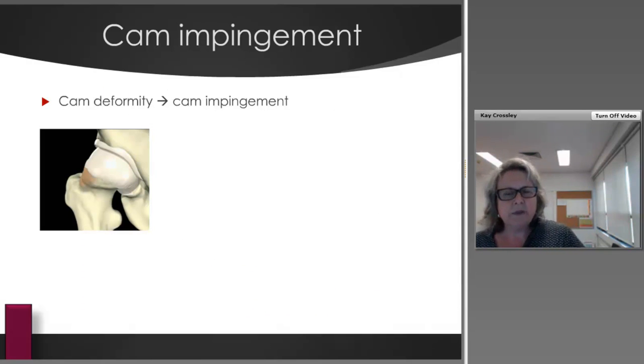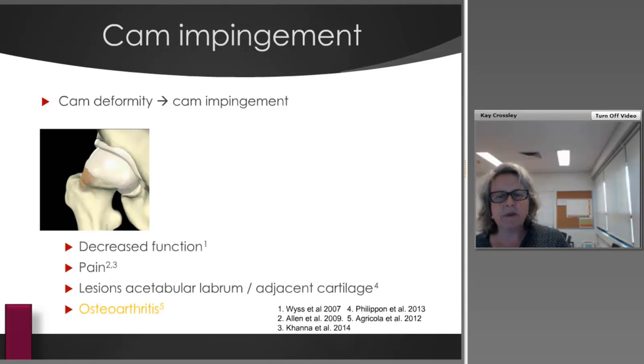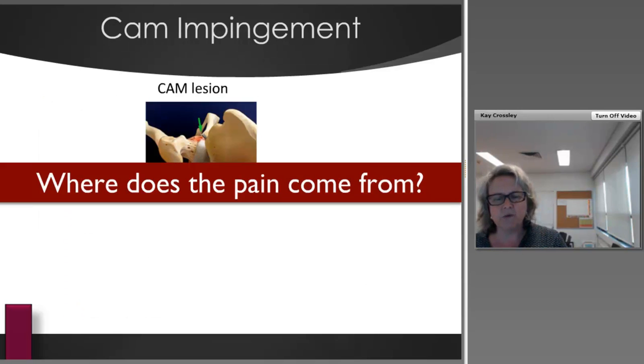So what's the theory behind having a cam deformity? It then becomes cam impingement. As people go into these repeated flexion and internal rotation activities, the deformity creates stress within the hip joint and eventually causes cam impingement. And that's associated with decreasing function, increasing pain, lesions to the acetabulum, labrum and articular cartilage, and as we said before, eventually osteoarthritis.